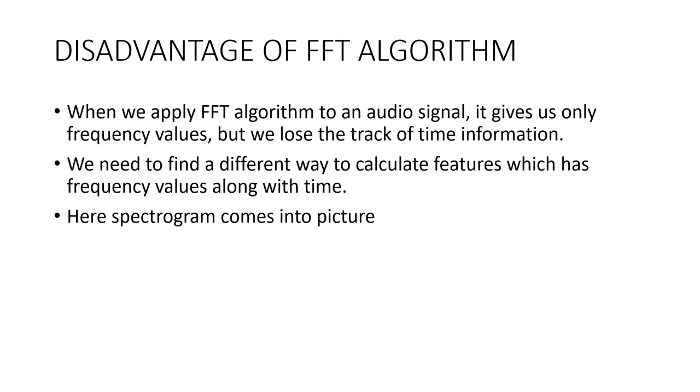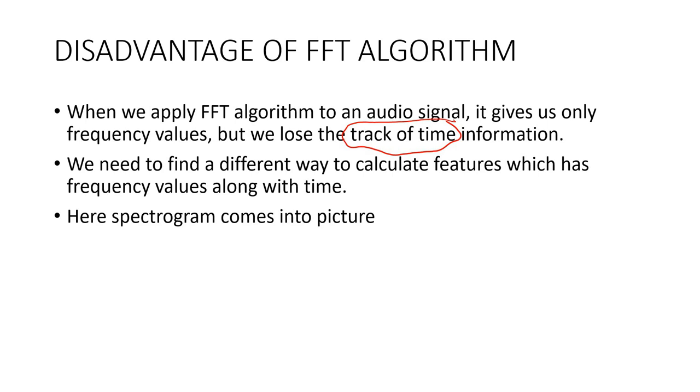But what is the disadvantage of even this FFT algorithm? The Fast Fourier transform algorithm has a disadvantage. When we apply the FFT algorithm to an audio signal, it gives us only frequency values, but we lose the track of time information. When we talk, the track of time information is really important. We lose that. We get the frequency domain information, but the track of time is lost. So we need to find a different way to calculate features which has frequency values along with time.